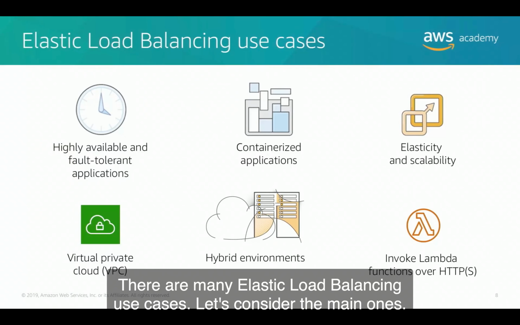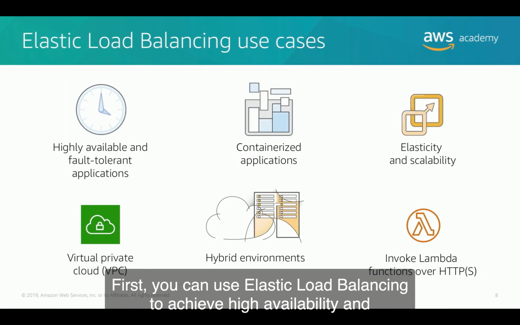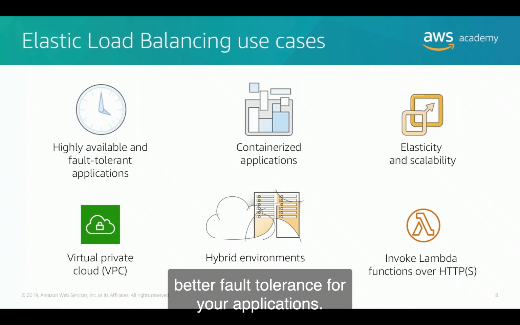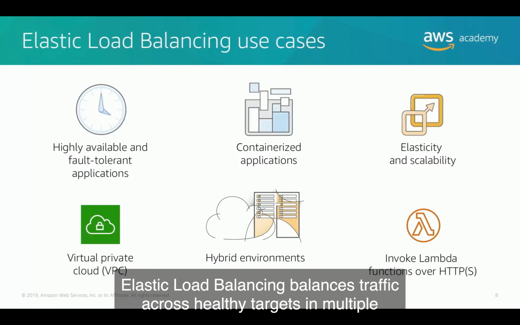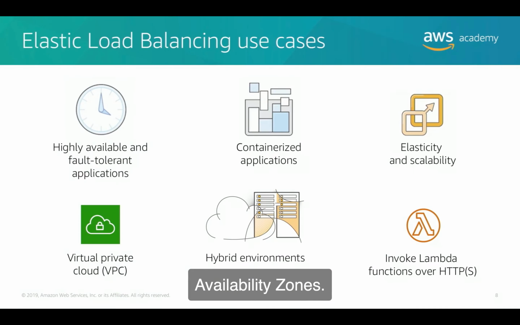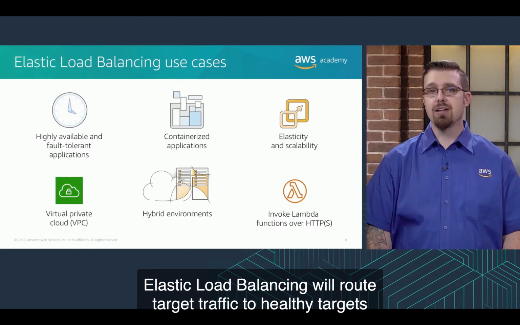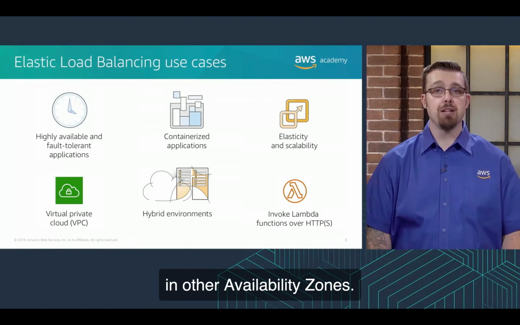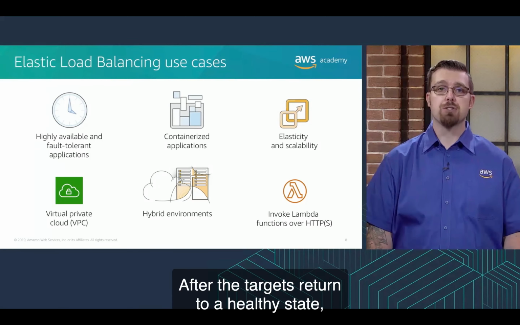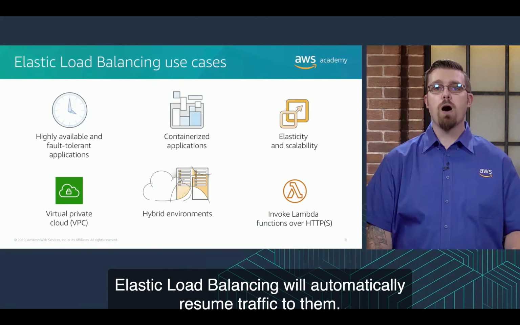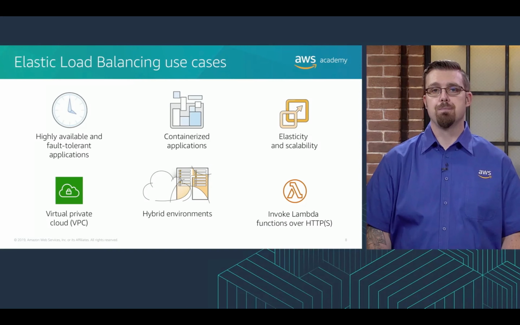There are many Elastic Load Balancing use cases. Let's consider the main ones. First, you can use Elastic Load Balancing to achieve high availability and better fault tolerance for your applications. Elastic Load Balancing balances traffic across healthy targets in multiple availability zones. If one or more of your targets in a single availability zone are unhealthy, Elastic Load Balancing will route traffic to healthy targets in other availability zones. After the targets return to a healthy state, load balancing will automatically resume traffic to them.